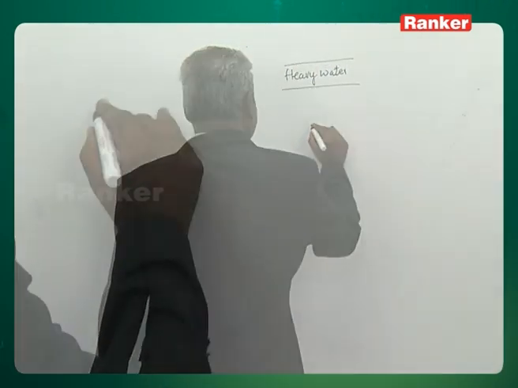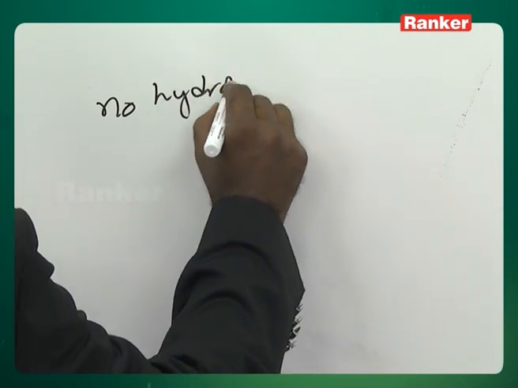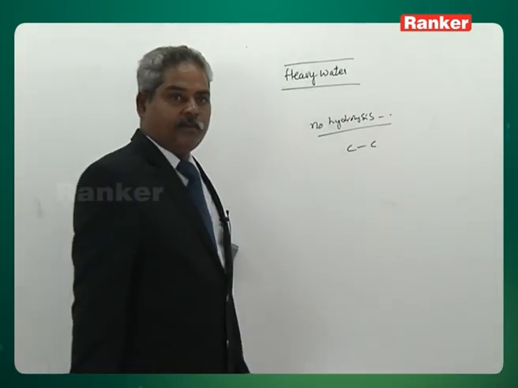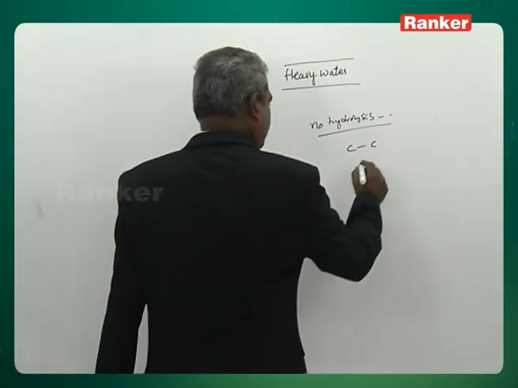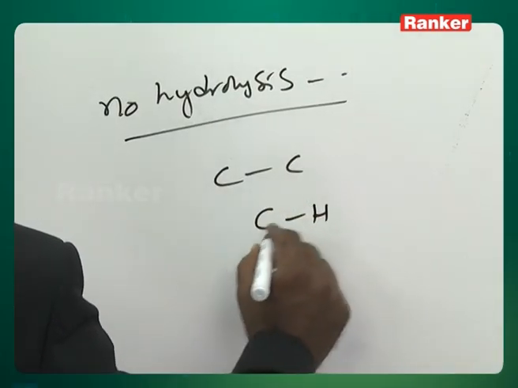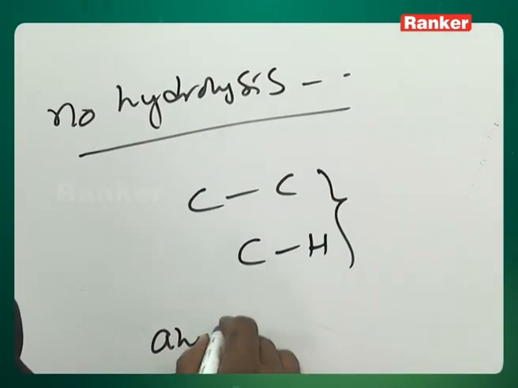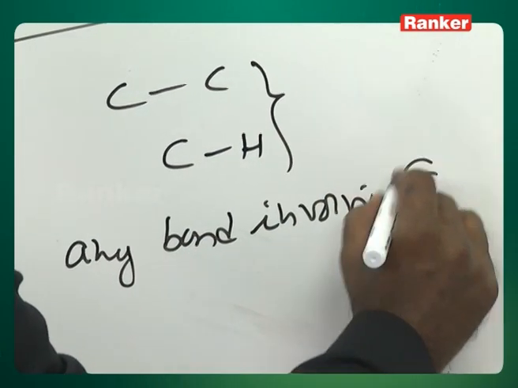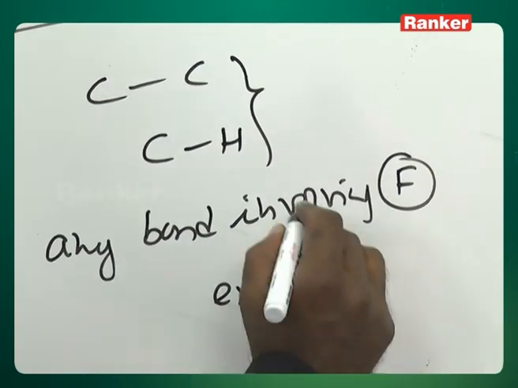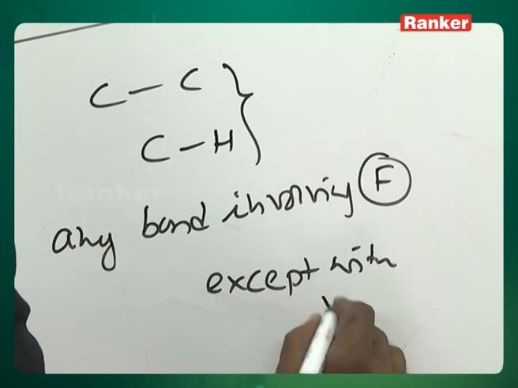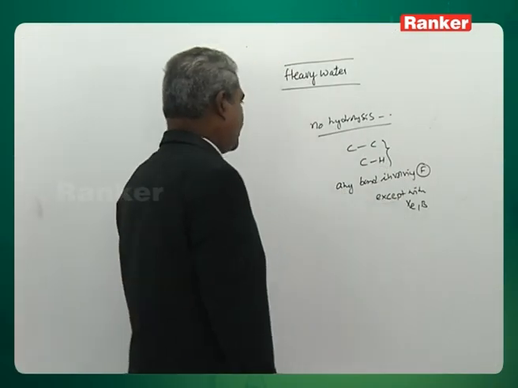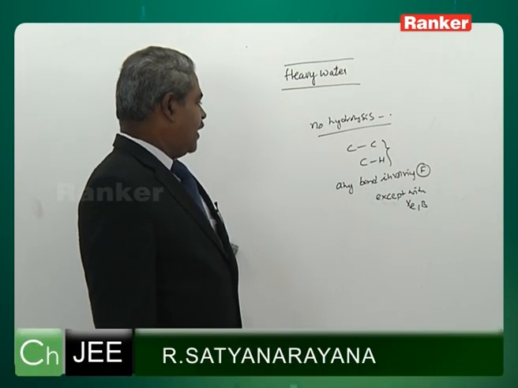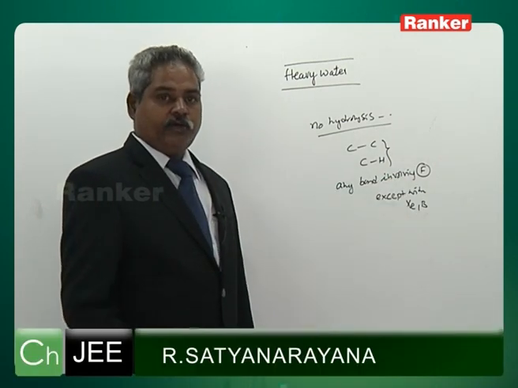And no hydrolysis for these. Carbon-carbon bond: don't try to break it because it's not polar. Carbon-carbon bond, carbon-hydrogen bond, any bond involving fluorine, except with xenon and boron. Means NF3, no hydrolysis. Nitrogen fluorine, no hydrolysis. Xenon fluorine and hydrolysis of xenon fluorides we have to learn separately.